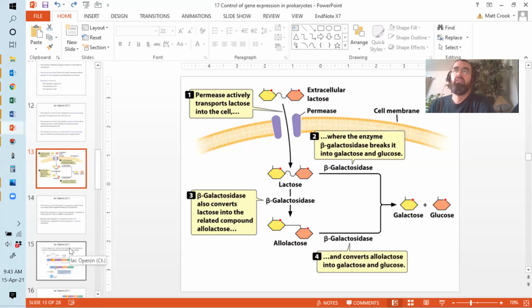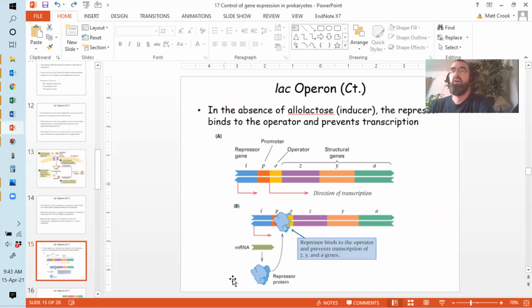And so that's the big on-off switch. Is lactose there or not? It is controlled by LacI. And so LacI, in the absence of the inducer, right? So this is an inducible expression system. In the absence of the inducer, LacI will bind to the operator and prevent transcription.